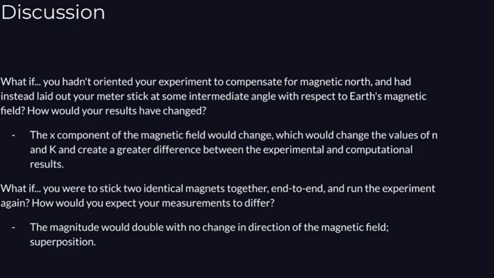The x component of the magnetic field would change, which would change the values of n and k and create a greater difference between the experimental and computational results. If we were to stick 2 identical magnets together end to end and run the experiment again, how would we expect our measurements to differ? The magnitude would double with no change in direction of the magnetic field superposition.